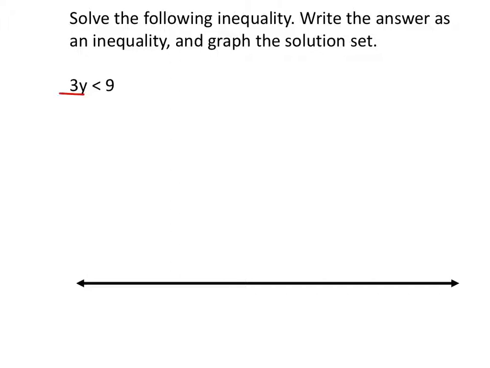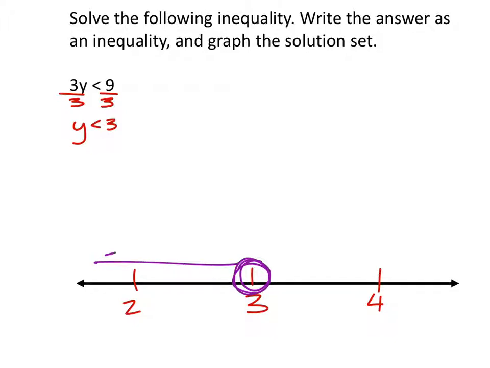All right, so I would need to divide both sides by 3. I'm dividing by a +3, so it's not going to flip the inequality. And I've got y is less than 3. So we'll put those values on this number line, 2, 3, 4. This one is only less than, so it's an open circle. And it is not eating the y, so it goes to the left.